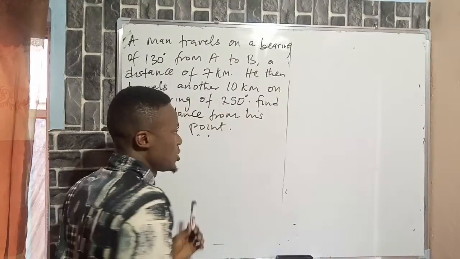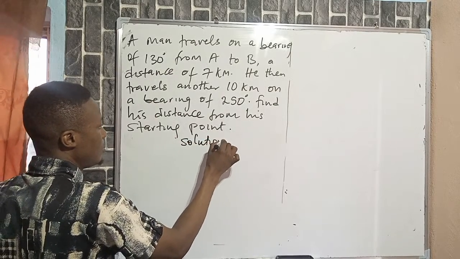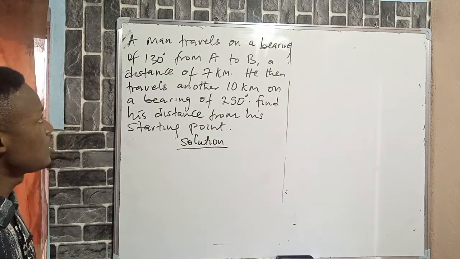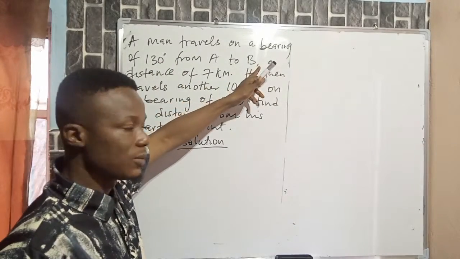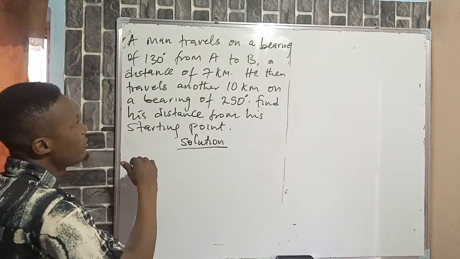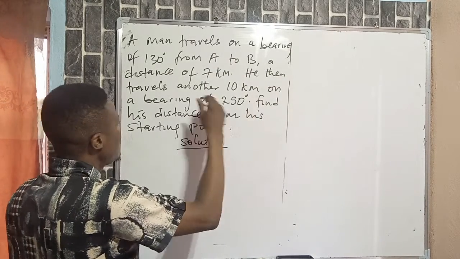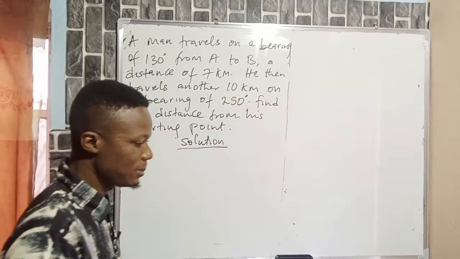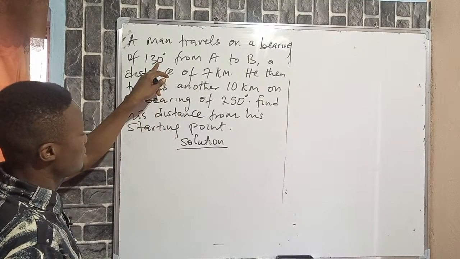So let's see if this is solvable. The question says that a man travels on a bearing of 130 degrees from A to B, a distance of 7 kilometers. He then travels another 10 kilometers on a bearing of 250 degrees. Find his distance from his starting point.